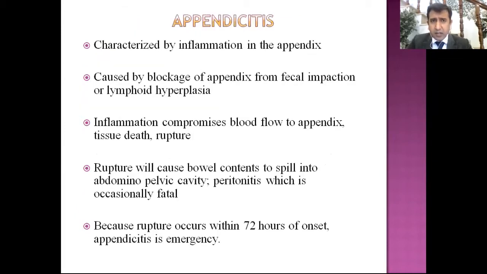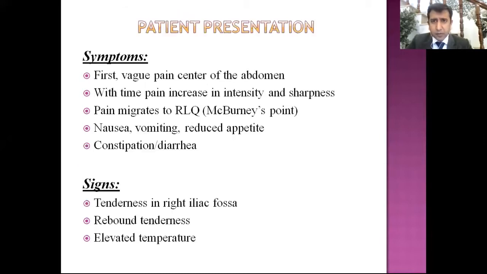So appendicitis is an inflammation of the appendix due to blockage of its lumen, and it causes an infection. It is caused by blockage of the appendix from fecal matter or intestinal lymphoid hyperplasia. Inflammation compromises blood flow to the appendix that may lead to tissue death, gangrenous appendix, and rupture. Rupture will cause bowel contents to spill into the abdominopelvic cavity, peritonitis, which is occasionally fatal. And if partially treated, may lead to septicemia. Because rupture can occur within 24 hours of onset, an appendicitis patient usually presenting in the emergency should be operated on within 24 or 48 hours.